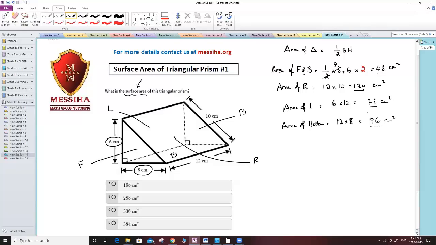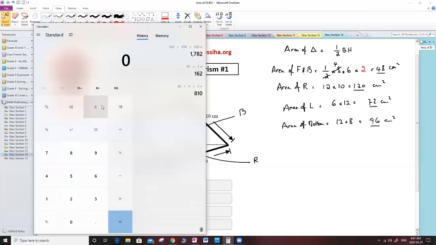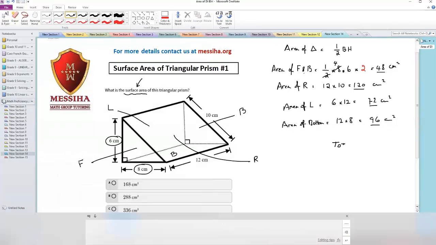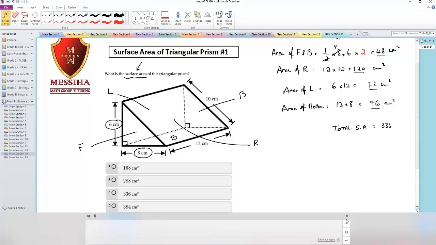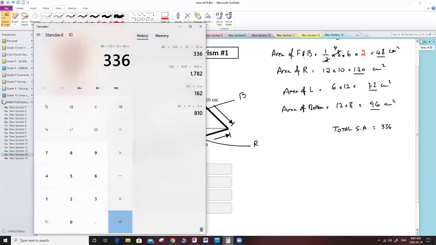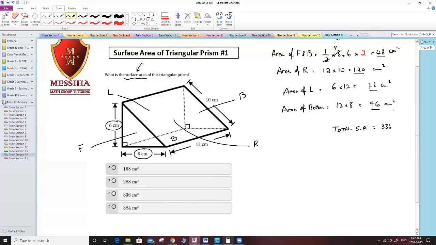Now I have these 3. I can use my calculator by saying 48 plus 120 plus 72 plus 96 equals 336. So here, the total surface area is 336. So again, I want to make sure that I got it right. 336, yes, centimeter square.